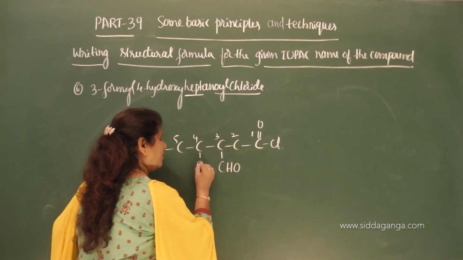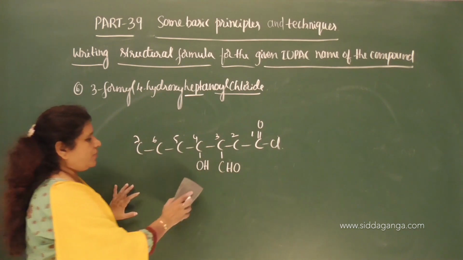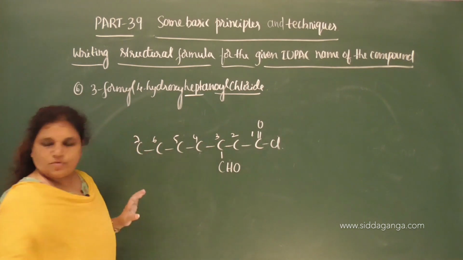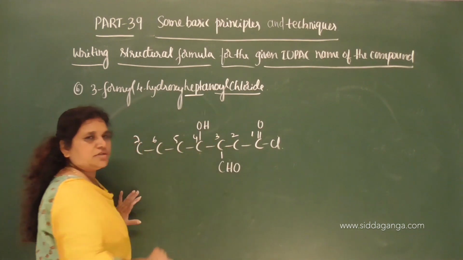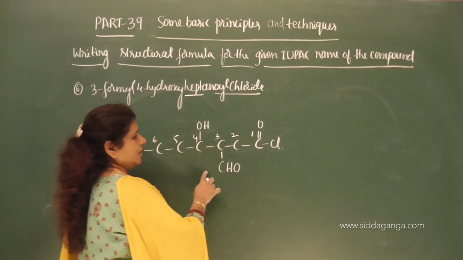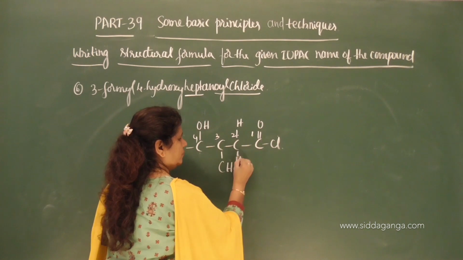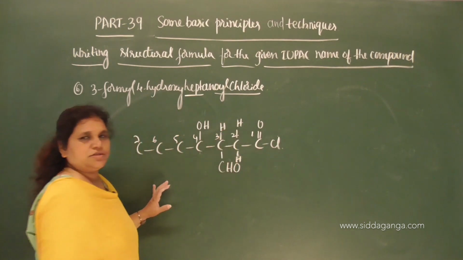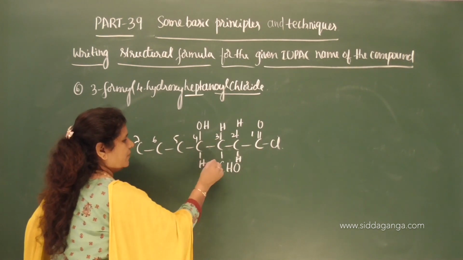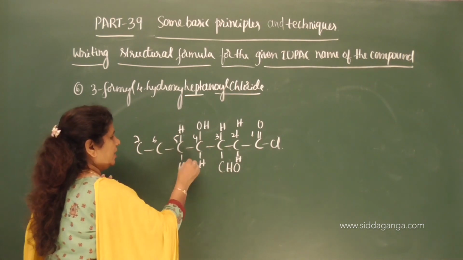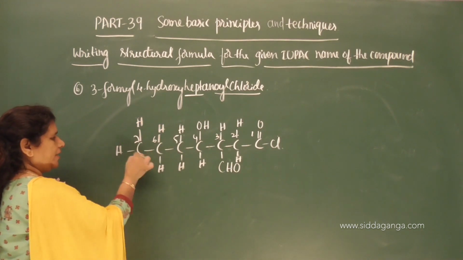On the fourth carbon we have the OH group, 4-hydroxy. So, you can write OH here. Now, fill the carbon atoms with the appropriate number of hydrogens. So, 2 hydrogen atoms here, and here only 1 hydrogen, since it is already forming 3 bonds. Then 2 hydrogen atoms, 2 hydrogen atoms, and the terminal carbon with 3 hydrogen atoms.